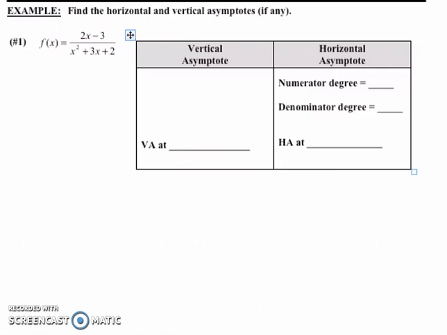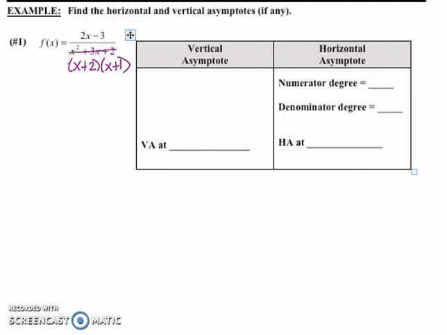Let's talk about asymptotes. So in this equation, in the numerator, we have 2x minus 3. In the denominator, we have x squared plus 3x plus 2. The first thing I notice is that my denominator can be factored. So I'm going to go ahead and factor. Two numbers that multiply to make 2 and add to make 3 are going to give me x plus 2 and x plus 1 as my two factors.